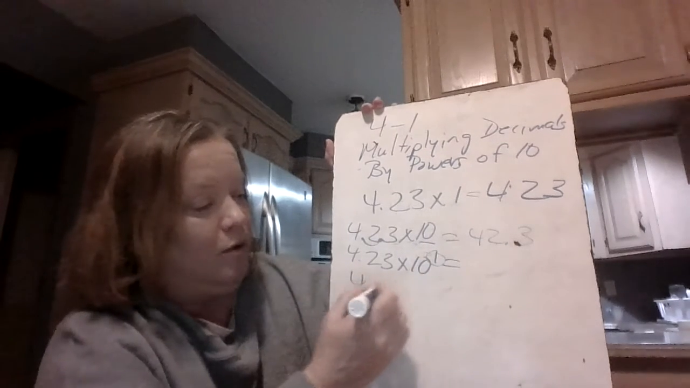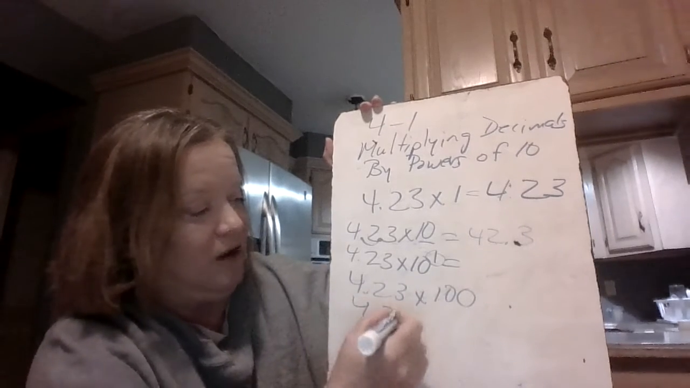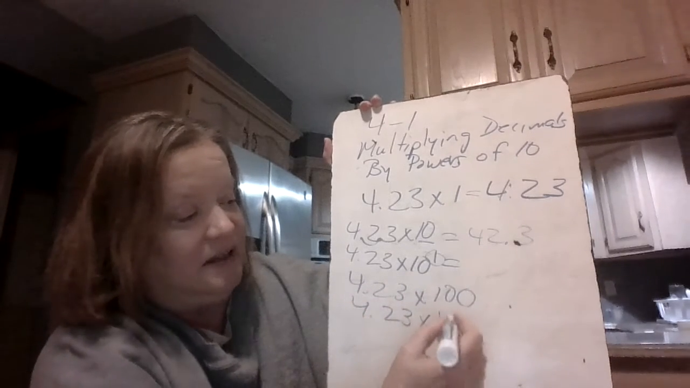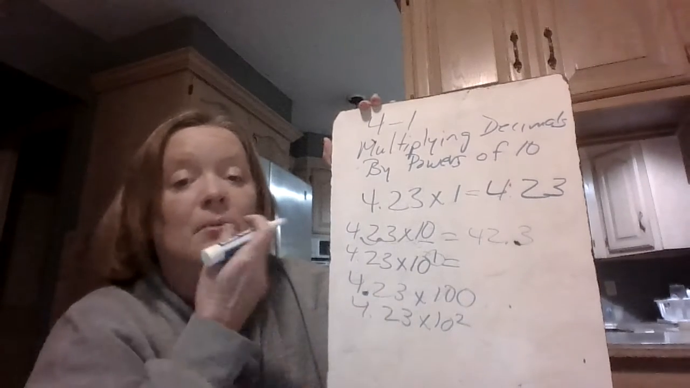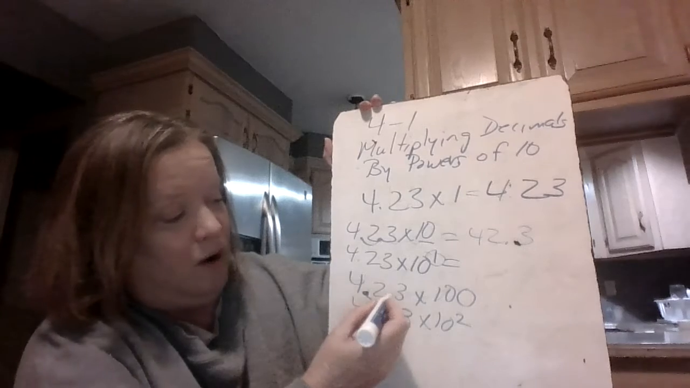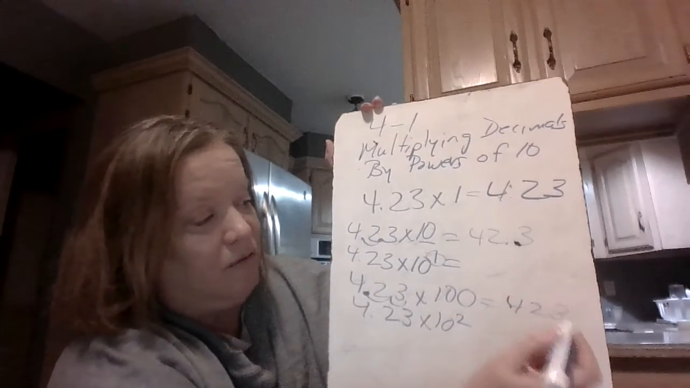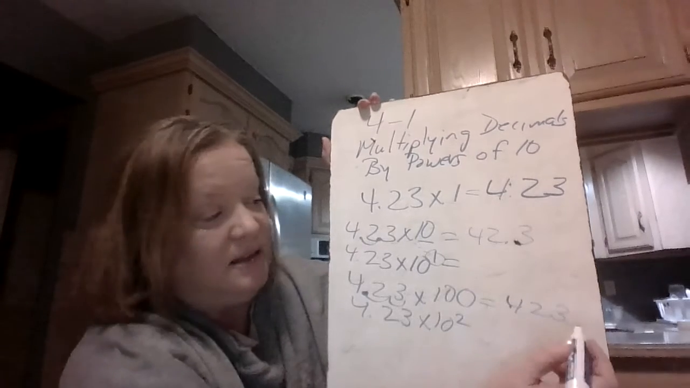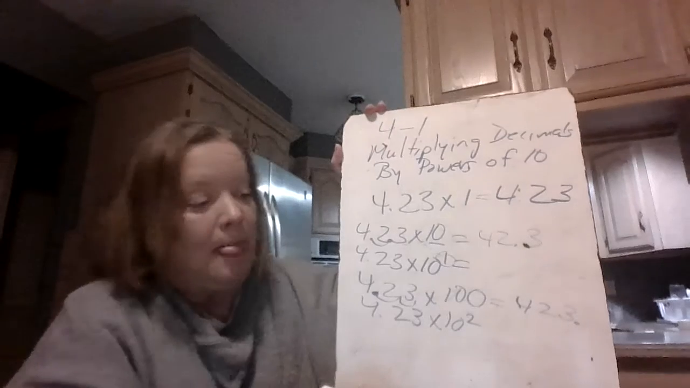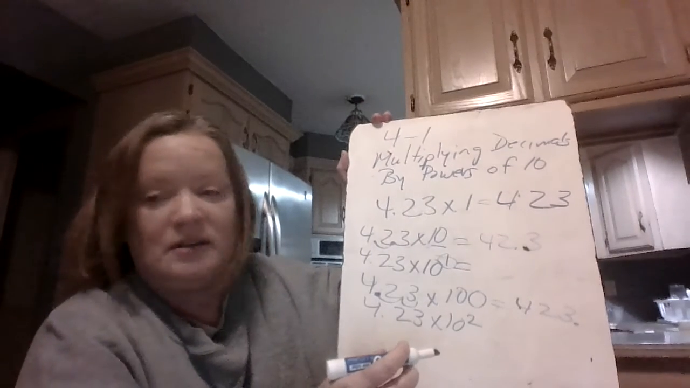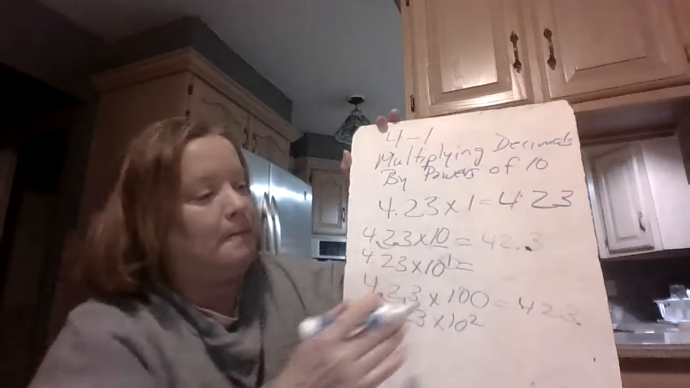Let's say, again, you had 4 and 23 hundredths times 100. That's the same as having 4 and 23 hundredths times 10 to the second. So again, you're going to take this decimal point and move it 2 places to the right. Your new answer would be 423 because your decimal point would be there. And that's the same as having 423.